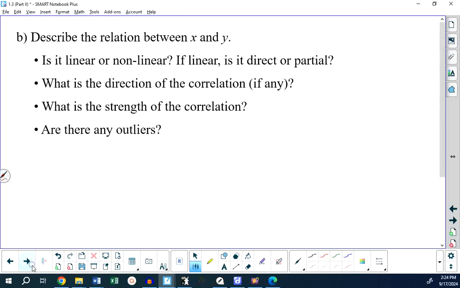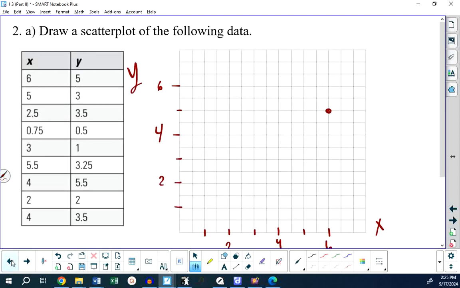Okay. B, describe the relationship. Is it linear or nonlinear? Well, it's going to be linear. Is it direct or partial? We've already had that conversation. You know what? It'll take me under a minute to plot these points. Let me get them plotted and we can talk about what it looks like.